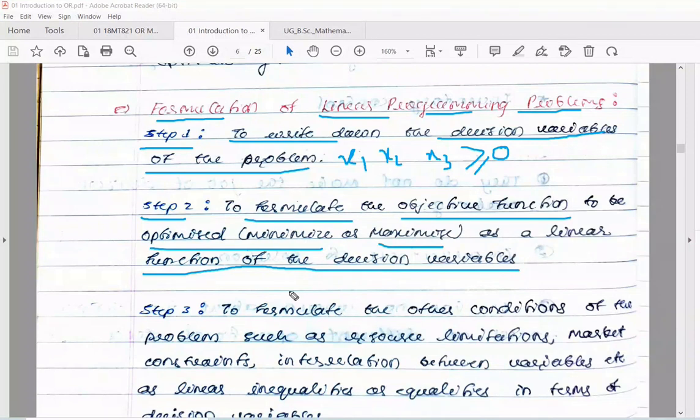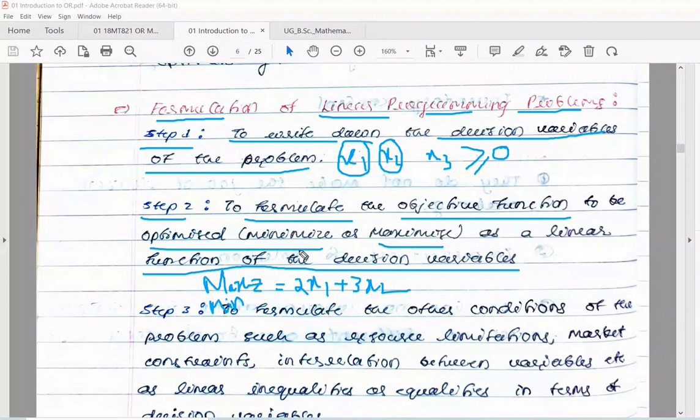For example, I will take a function Z. Z is equal to, just as an example, 2x1 plus 3x2. If I take these two as decision variables, Z is the objective. If it is maximize, then max of Z. If it is minimize, then min of Z.